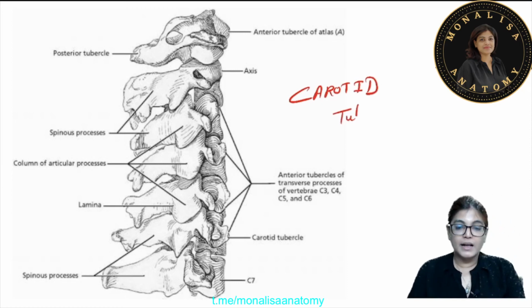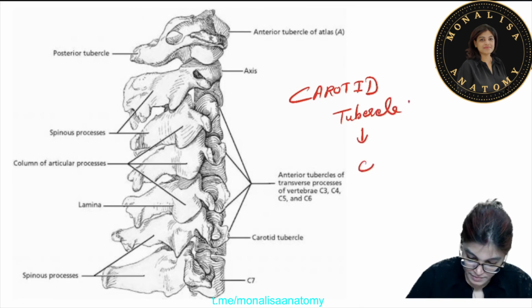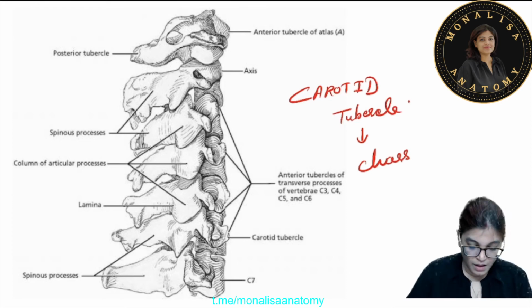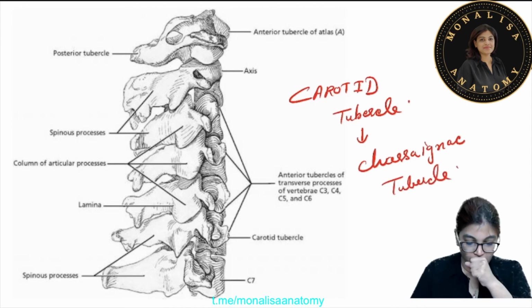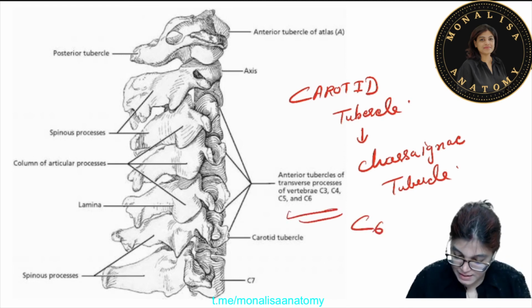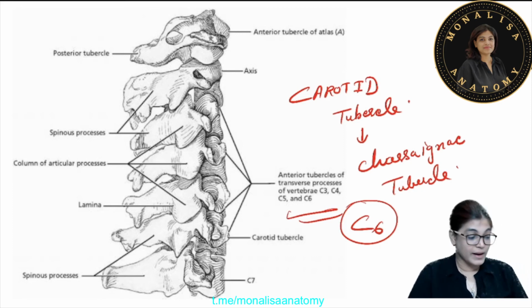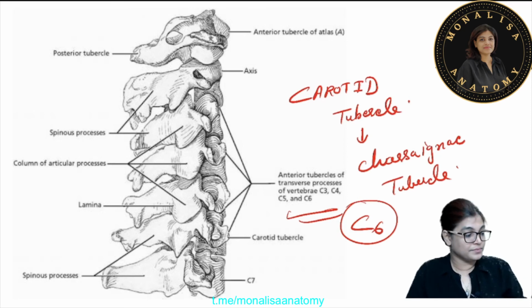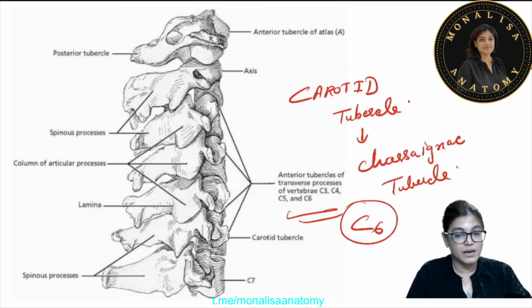The other name of Chagassi-Nack tubercle is carotid tubercle, and this is actually the anterior tubercle of the C6 cervical vertebra. It is named the carotid tubercle because sometimes it can compress the carotid artery.